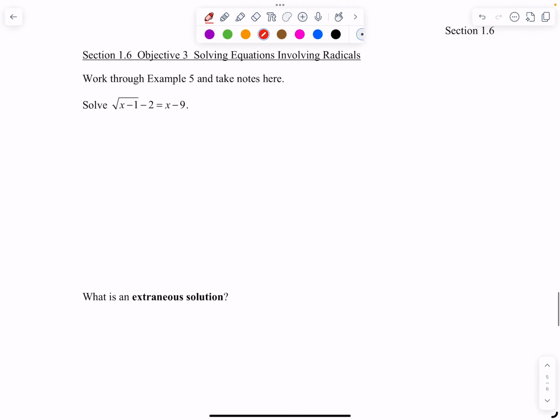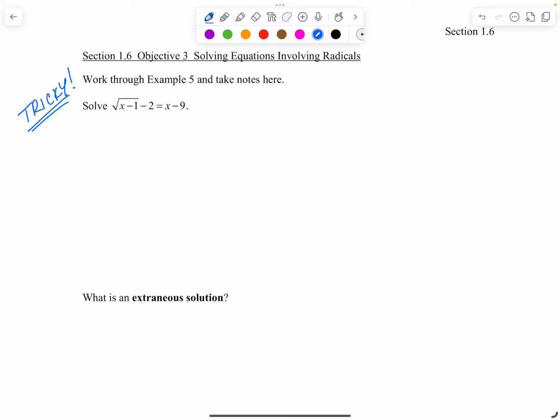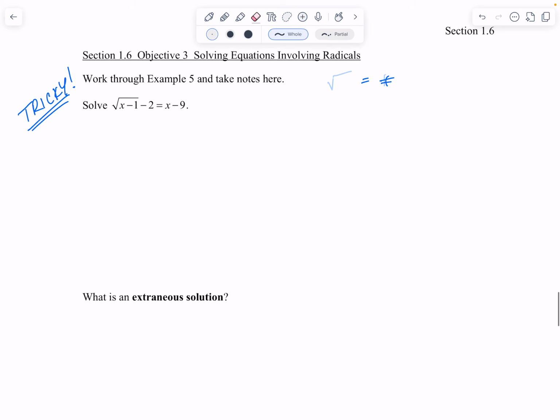All right. Now this one, I'm just going to go ahead and tell you, it is tricky. It's sort of weird. You notice I have a square root. Before, when we had a square root, we said if we could get the square root of something equals a number, then we could square both sides and get rid of the square root. So I'm going to do that. I'm going to get the square root by itself. So I'm going to add 2 to both sides, so that I'll get the square root of x minus 1 equals x minus 7.